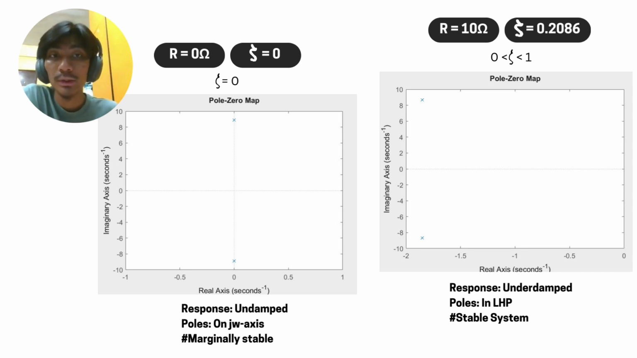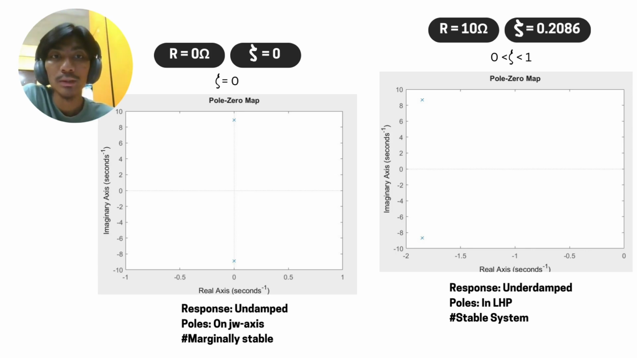Let's take a look at the example here. By using the damping ratio formula, when R equals 0 ohms, the damping ratio is 0. So the response is stated as undamped, while the pole position is on the jw axis. So the system is stated as marginally stable.